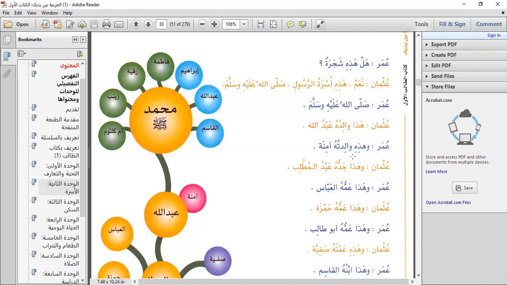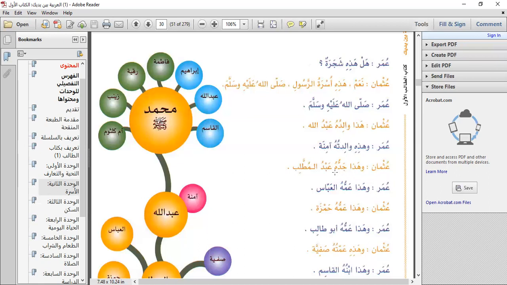Wa hadihi walidatuhu. Now here again came hadihi, you know, this is used for feminine. Walidatuhu. Because the hu is representing and belongs to the male person, his mother, we are using this masculine pronoun here. So this is his mother. Walidatuhu. The ta marbuta has converted into ta here. Walidatuhu, his mother, Amina.